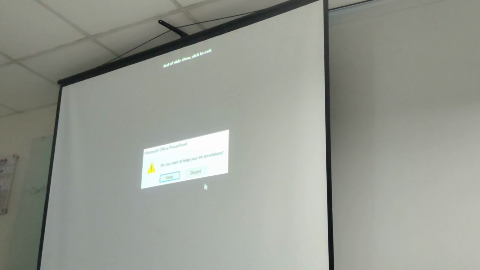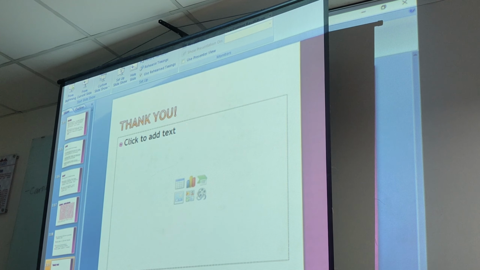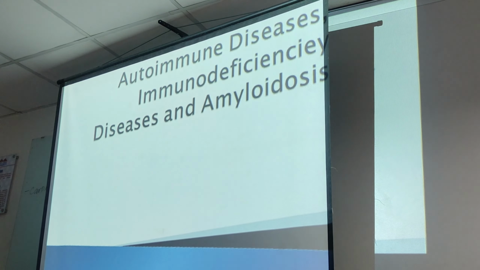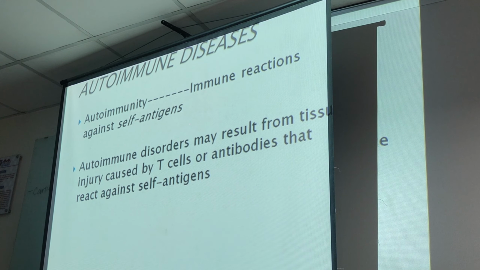Let's move to the last lecture. This lecture is the final part of the chapter. It will discuss autoimmunity, immunodeficiency, and amyloidosis. Autoimmunity is a reaction against self-antigens. So autoimmune disorders result from tissue injury caused by T cells or antibodies that react against self-antigens.